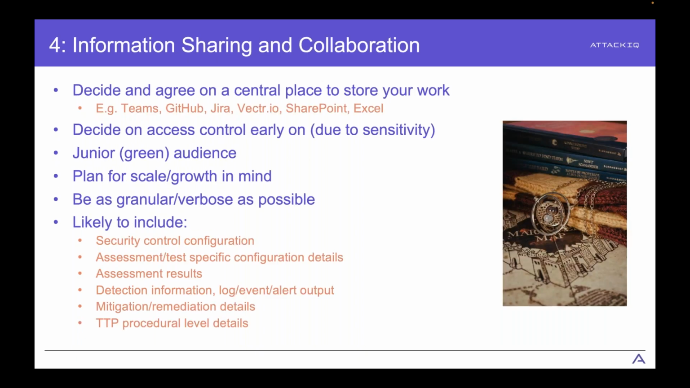Alrighty, so number 4. If you've got to this point and you're starting to roll out breach and attack simulation, it won't be long until you start to accumulate a fair amount of information, right? So it's a really good idea to agree on a central place to store your work. This could be anywhere, right? It could be in Microsoft Office, Microsoft Teams, SharePoint, etc. Or it could be in Jira, GitHub, Vector.io is pretty cool. It really doesn't matter. But it's just something to consider, particularly if you're rolling out on a global scale.